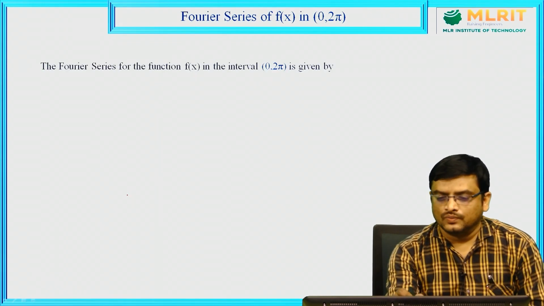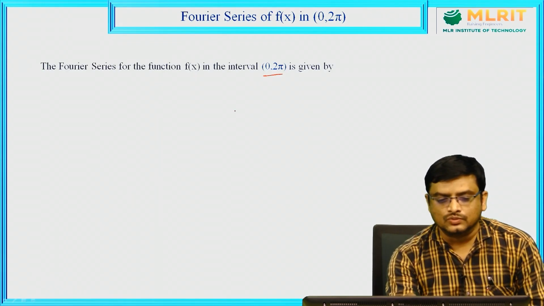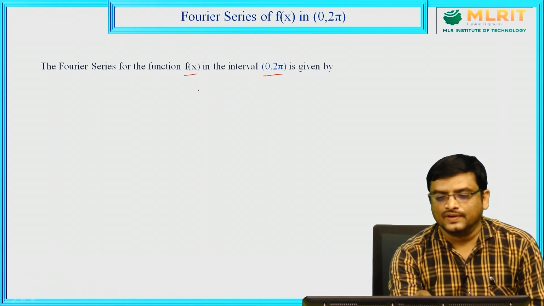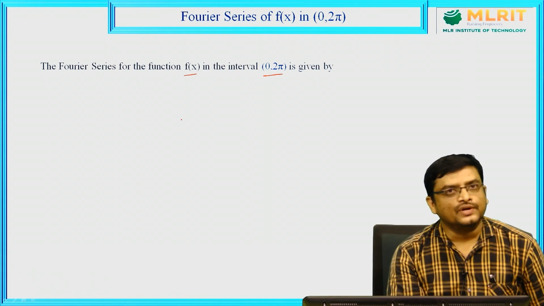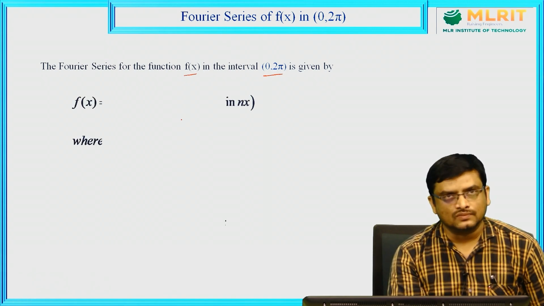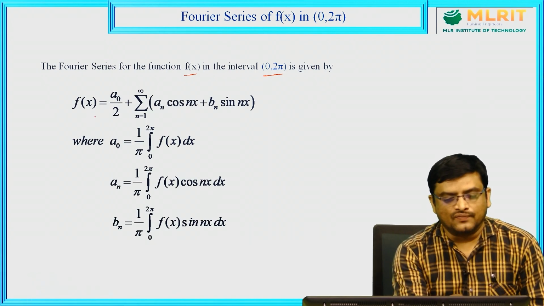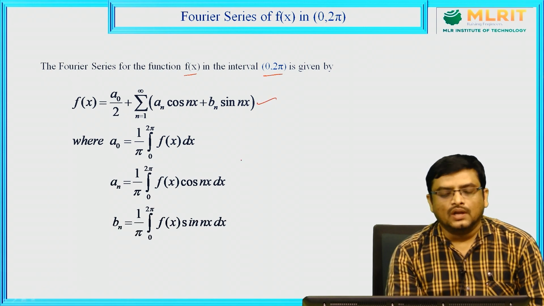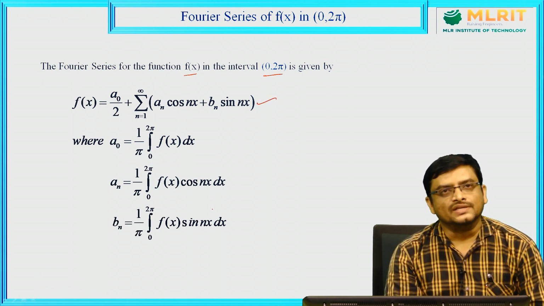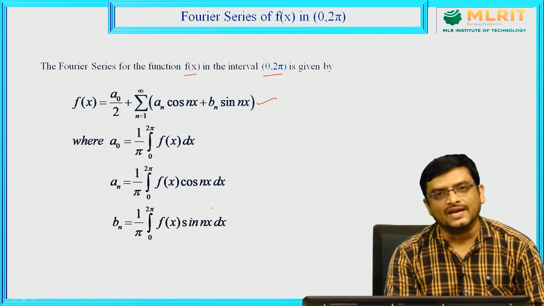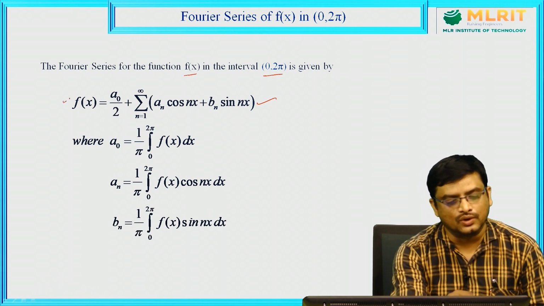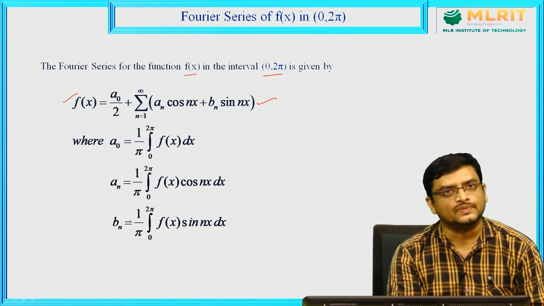Okay, now we are taking the interval 0 comma 2 pi, and for the function f of x we are going to find out the Fourier series. So the Fourier series is given as f of x is equal to a naught by 2 plus summation n is equal to 1 to infinity a n cos nx plus b n sin nx. This is the standard formula you are going to use to find out the Fourier series expansion.